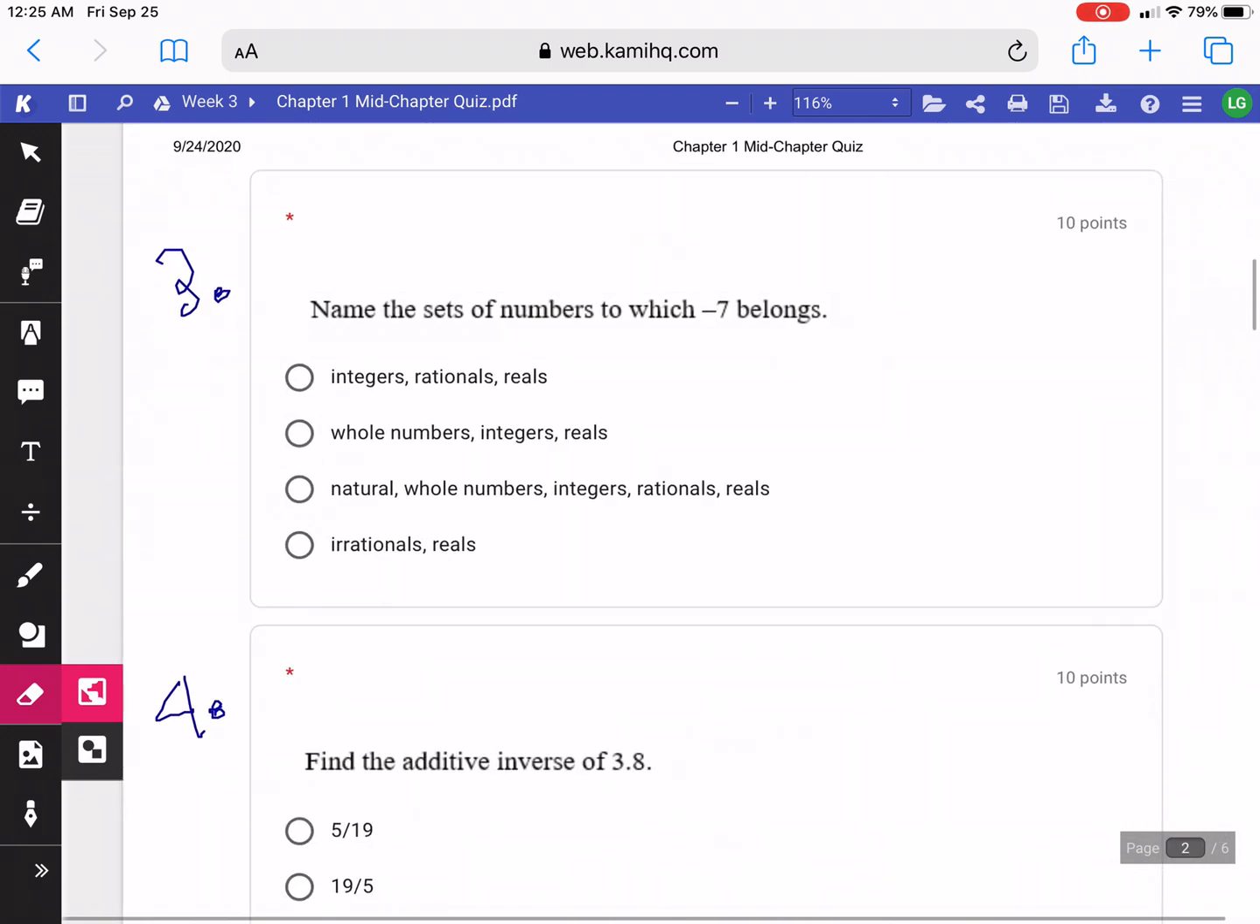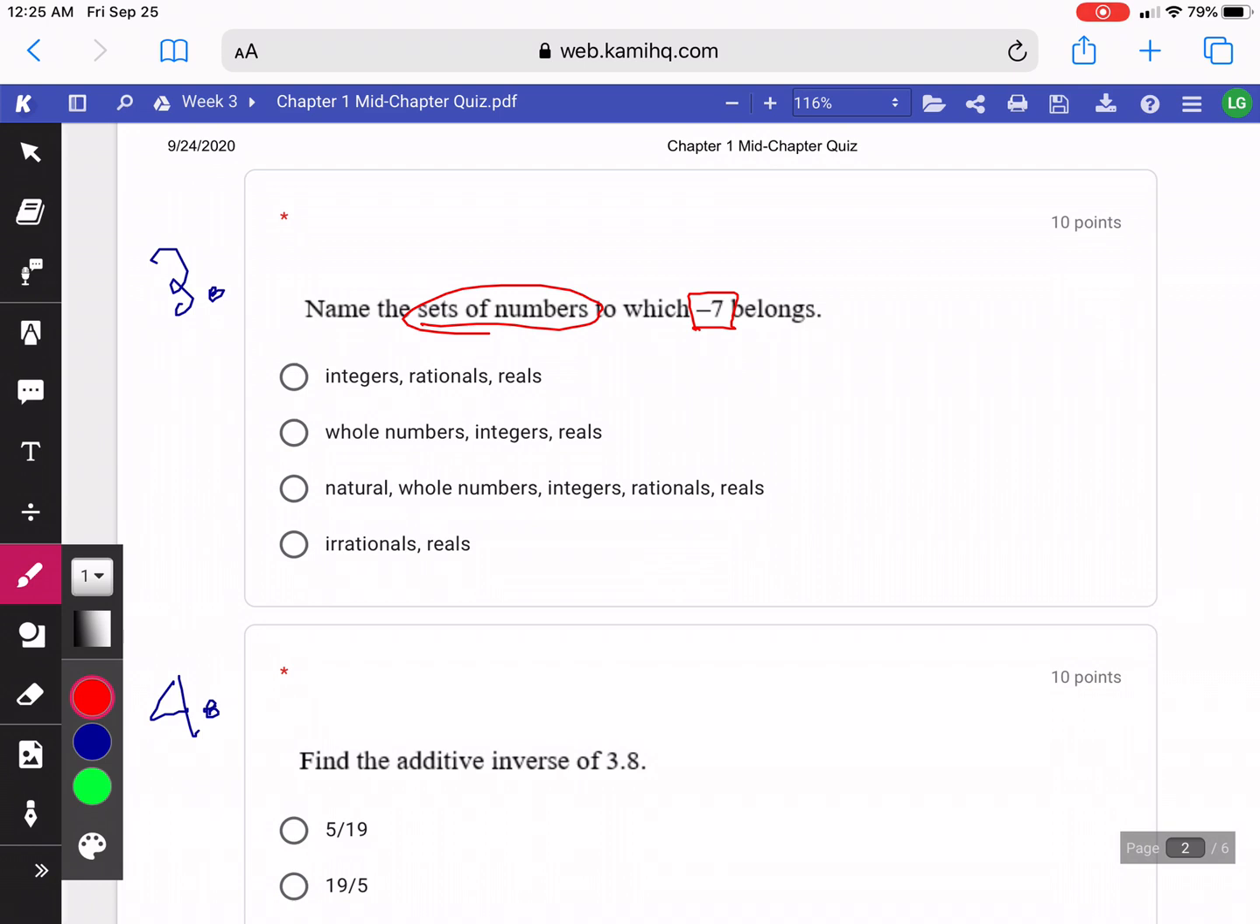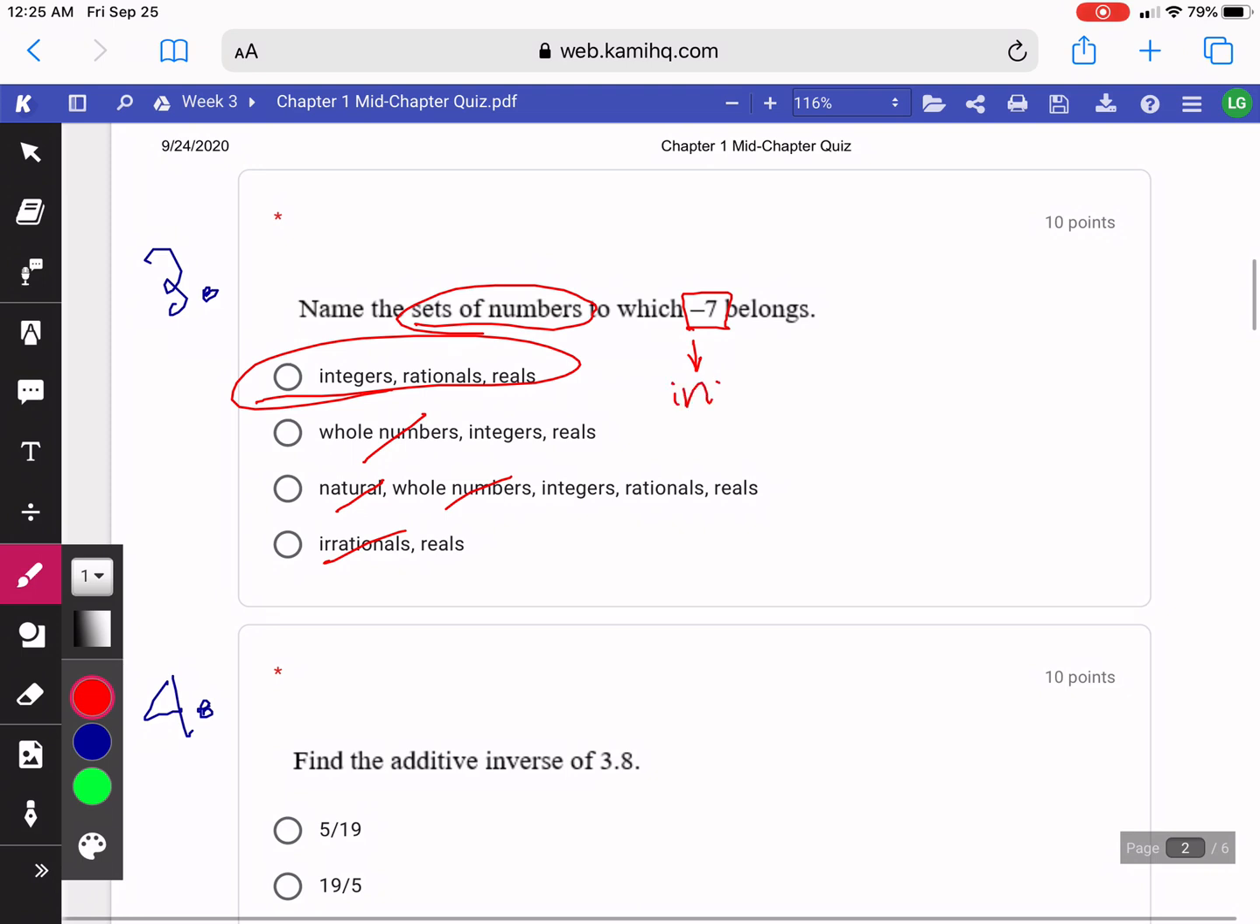The next problem wanted to know the set of numbers to which negative 7 belong. So some of these, like for example, irrational, those are your decimals that never end. Here, natural numbers and whole numbers don't have negatives. So again, whole numbers don't have negatives. So our answer was the first one. So this is an integer. And remember, if it's an integer, it can also be rational. It can also be real.